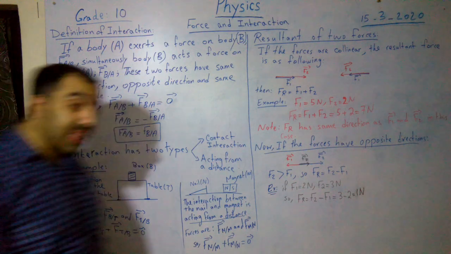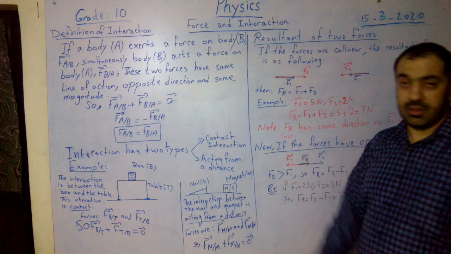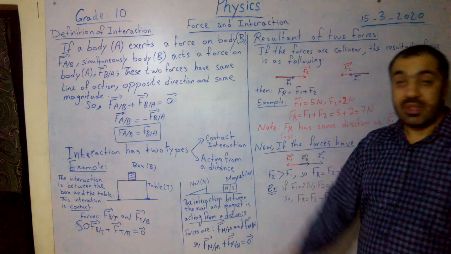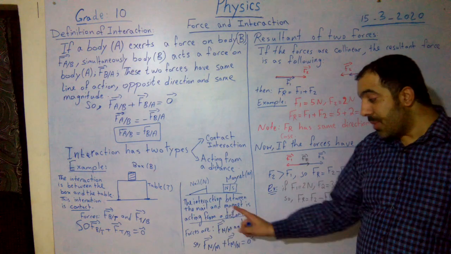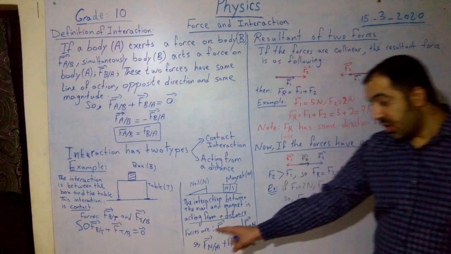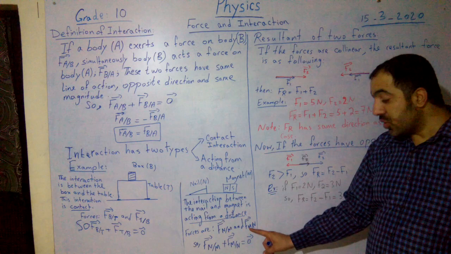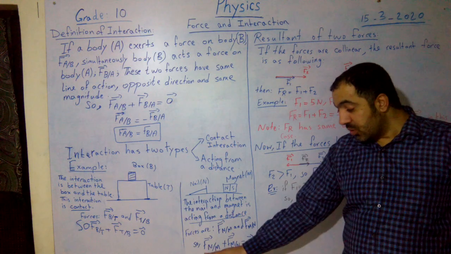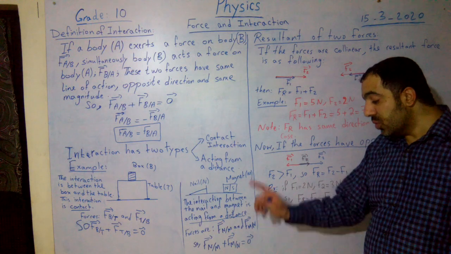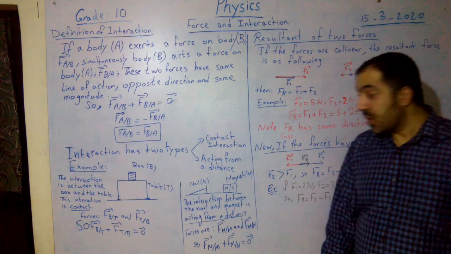F of table on box equals the 0 vector. Another example is the following: nail and the magnet. Look, there is a distance between them. The interaction between the nail and the magnet is acting from a distance. The forces are the force of nail on magnet and the force of magnet on nail. The condition is the force of nail on magnet plus F of magnet on nail equals the 0 vector. Okay, this is the interaction.